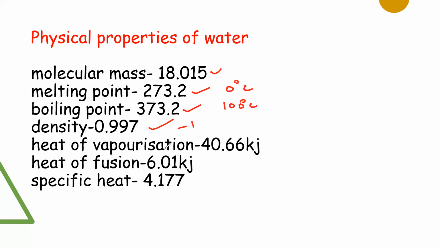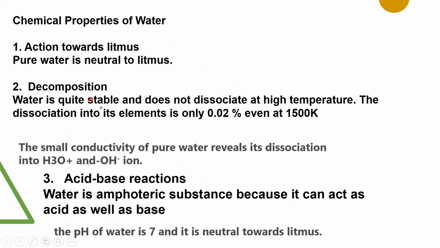And heat of vaporization is 40.66 kilojoules and heat of fusion is 6.01 kilojoules. Specific heat is 4.11177. So these are the physical properties of water. Next, continuation. Now coming to chemical properties of water.